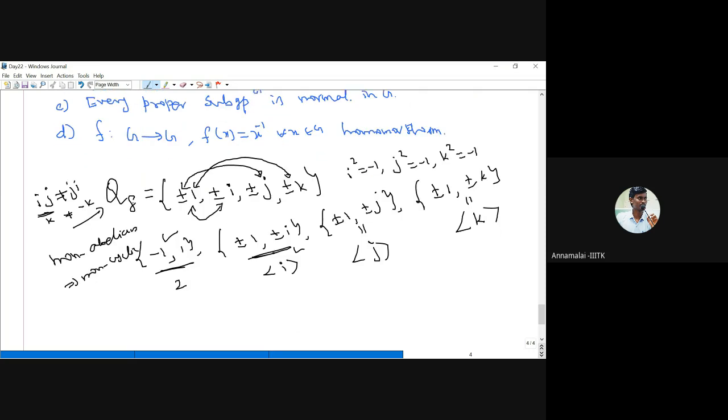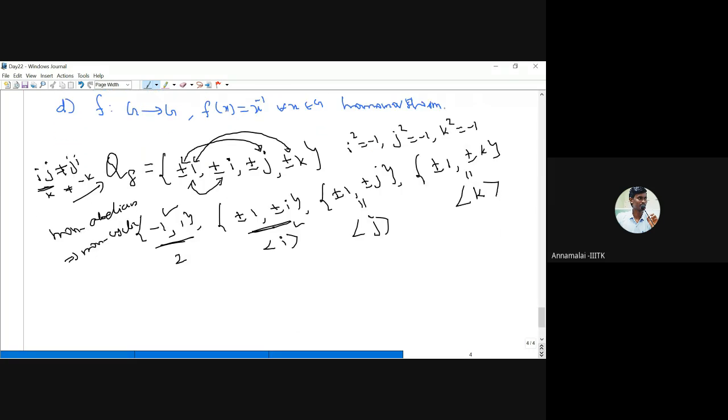Then from this, can we say the group is abelian? Now, except the first subgroup, look at the other subgroups. Everything has order 4. So the order of this subgroup is 4, the order of this subgroup is 4, the order of this subgroup is 4. And the order of the group is 8.